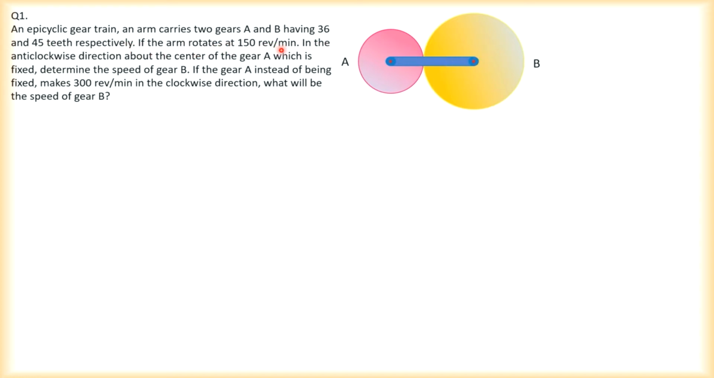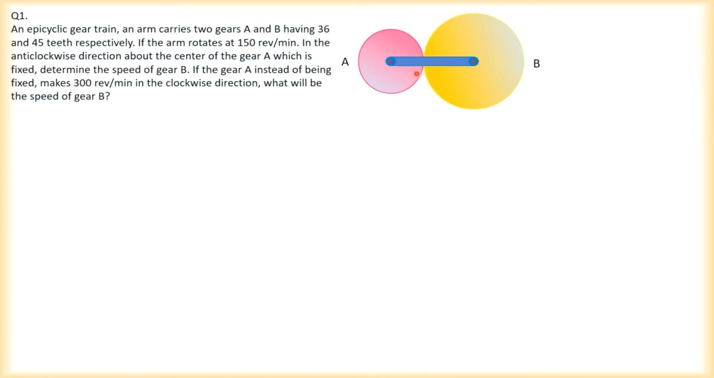Now, if the arm rotates at 150 RPM, so this arm rotates 150 revolutions per minute in the anti-clockwise direction, which in the table form should be positive, about the center of gear A, which is fixed. Now, gear A is fixed. Then they ask you to find the speed of gear B. Then the second part: if gear A, instead of being fixed, now makes 300 revolutions per minute in the clockwise direction, what will be the speed of gear B? So you have the first case when gear A is fixed, and the second case when gear A rotates at this speed.